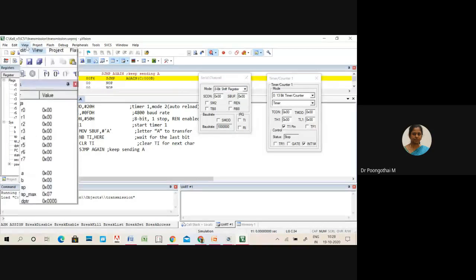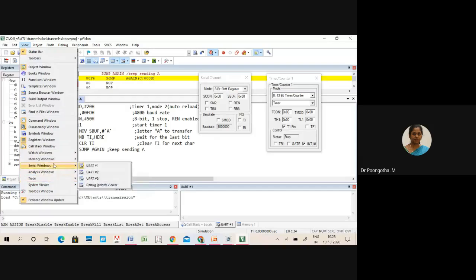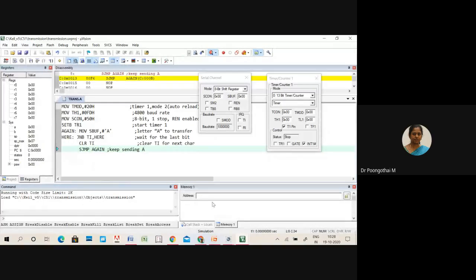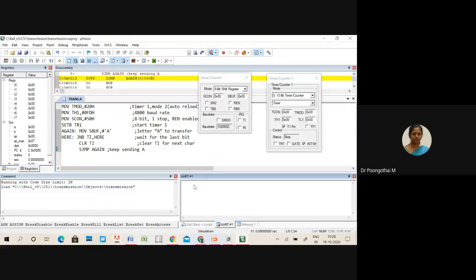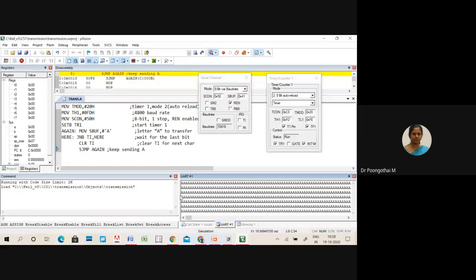And also we have one serial window, that is the UART window. Open the serial window. So here we can visualize all our transmission and reception. Okay, so let's run this code. You can see the character A is continuously displaying on the UART window. At the same time, your timer is counting the clock pulses based on your baud rate frequency.